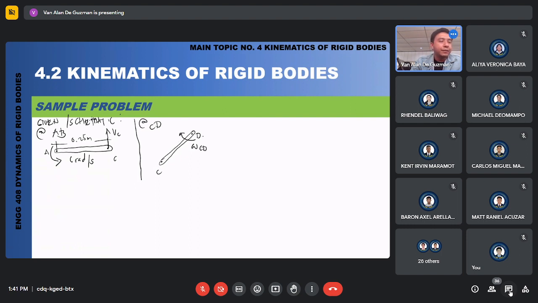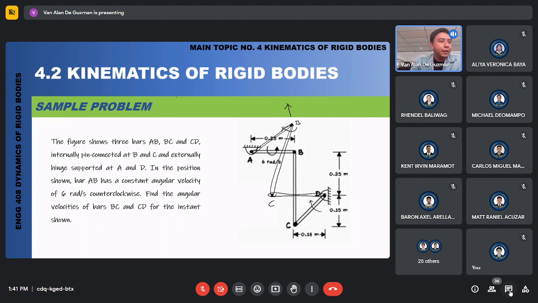Yun yung unknown natin. CD. Okay? Basahin natin ulit yung ating problem. Figure shows bars AD, BC, and CD internally pin connected at BC and externally hinge supported at AD. Kaya in-explain natin yung hinge connections natin na yun, where yun yung ating axis of rotations.